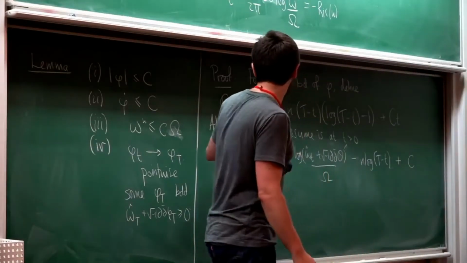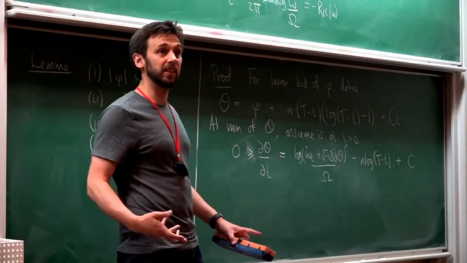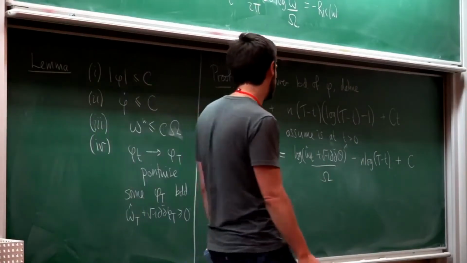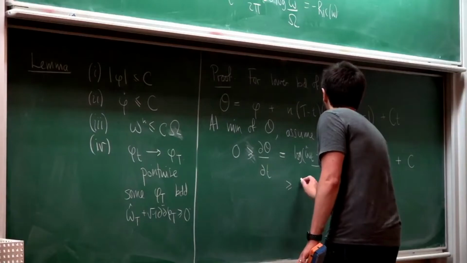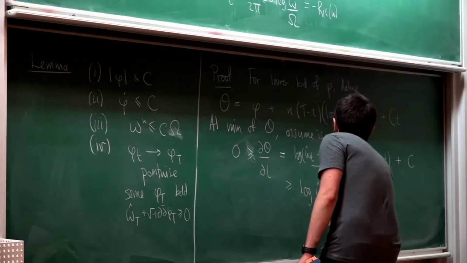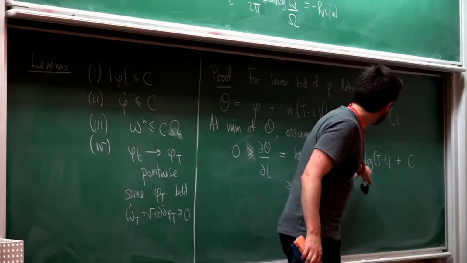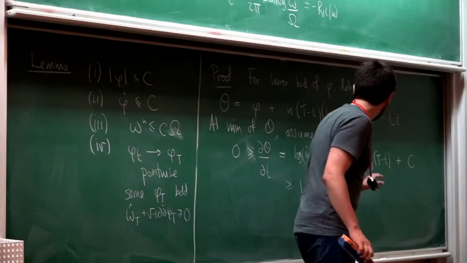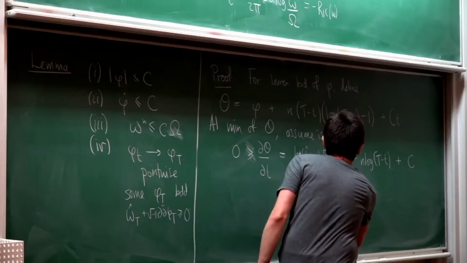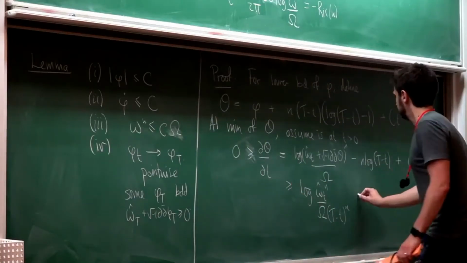But then with the minimum, the dd bar theta, the Hessian of theta, in particular the complex Hessian, is bigger than or equal to 0 at the minimum. So this is bigger than log of omega hat t to the n over capital omega. But now let's take this guy here. This is just log of t minus t to the n with a minus sign, so I can put a t minus t to the n here, plus constant.